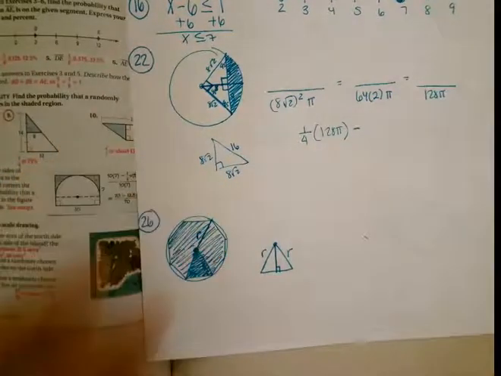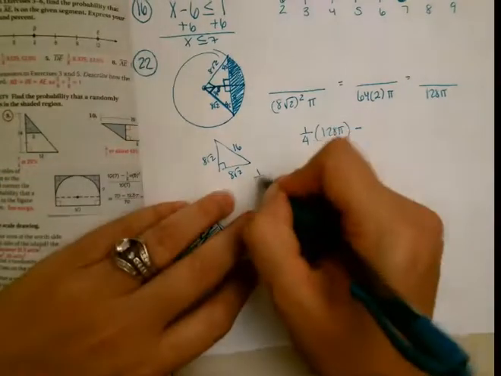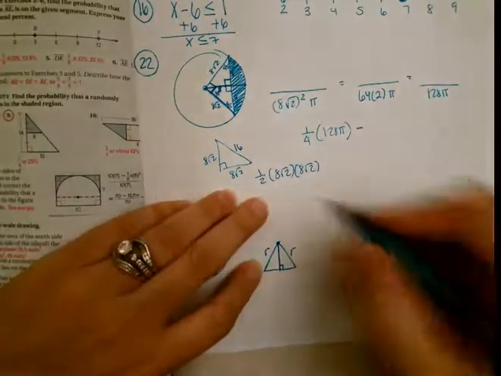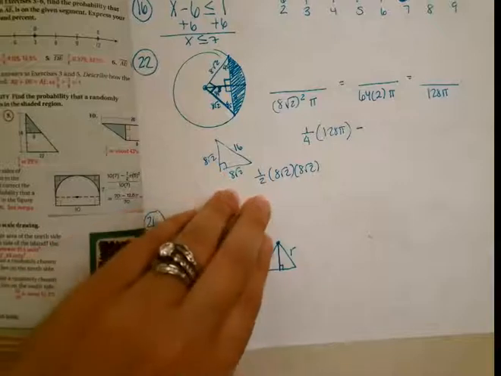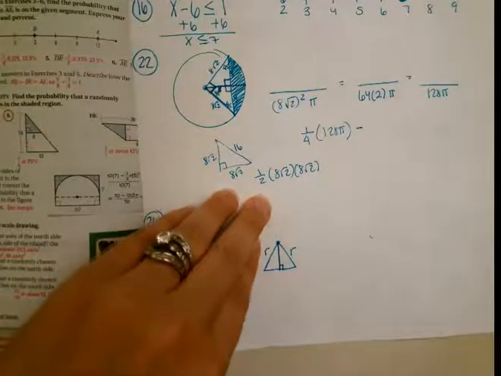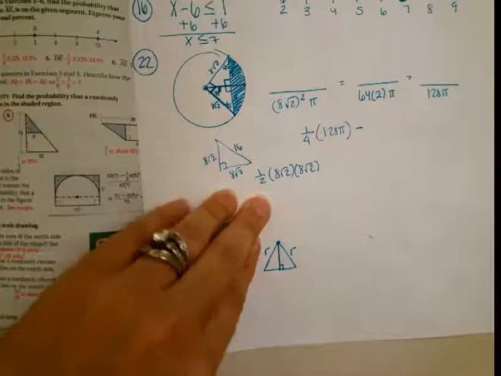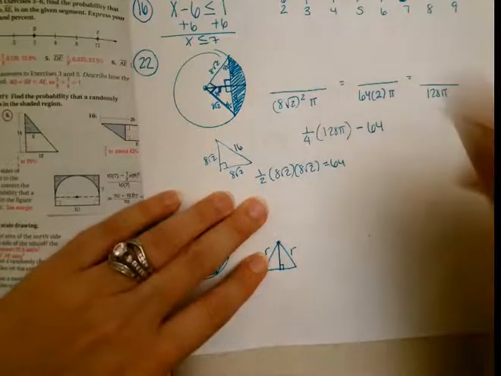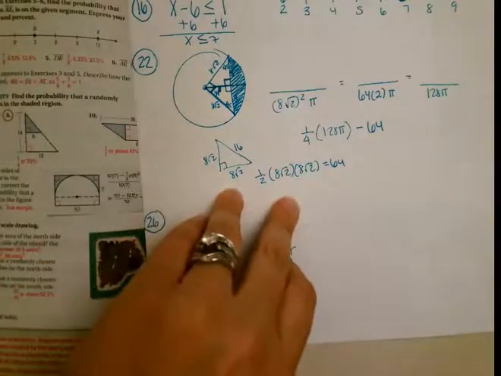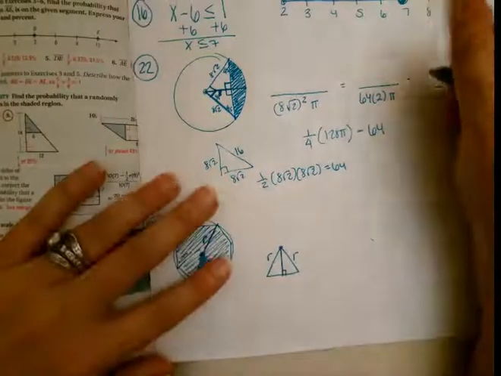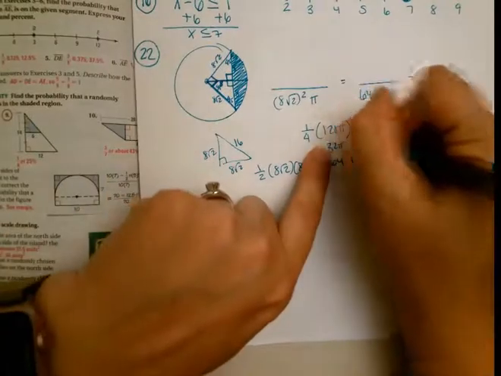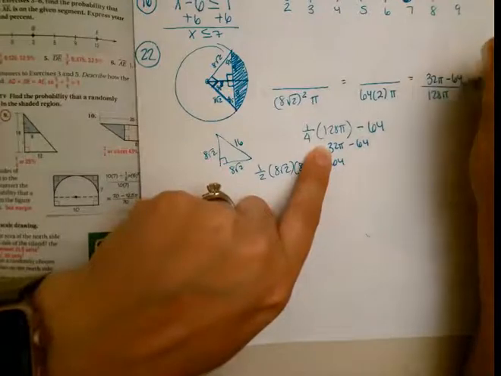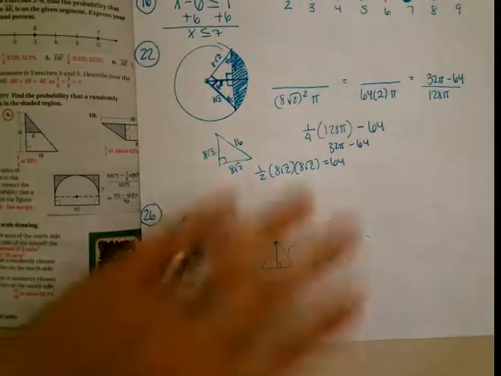And we need to know the area of that triangle. 1/2 base times height. 8 times 8 is 64. 64 times rad 2 times rad 2 is 2, right? So we have 64 times 2 divided by 2. So it's really just going to be 64. And 128 divided by 4 is 32. So we really have 32 pi minus 64. All right, so 32 pi minus 64 over 128 pi.